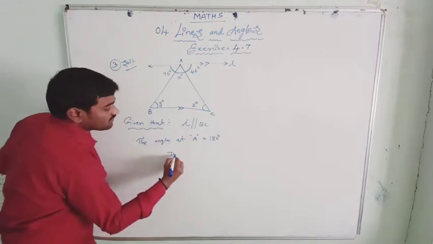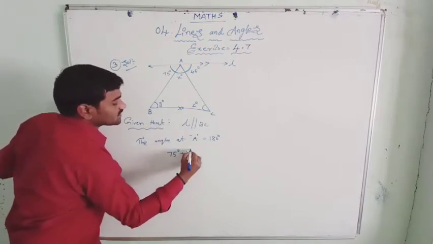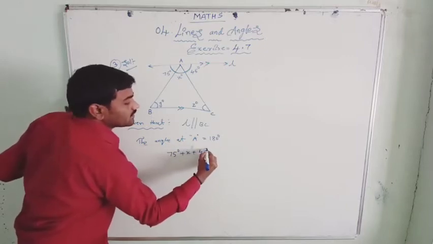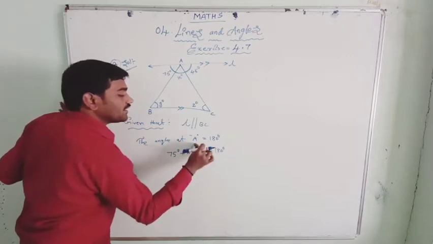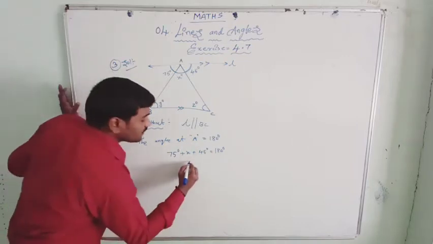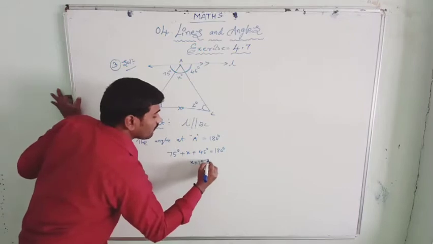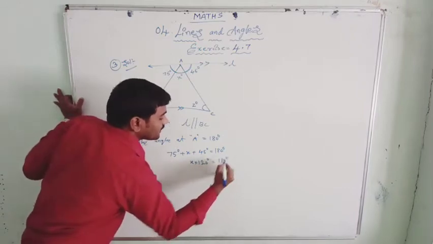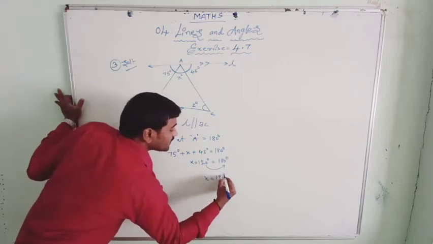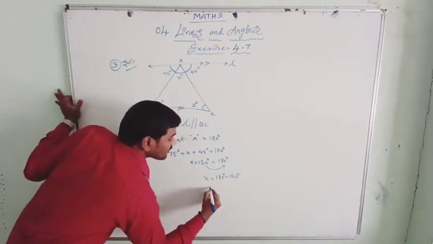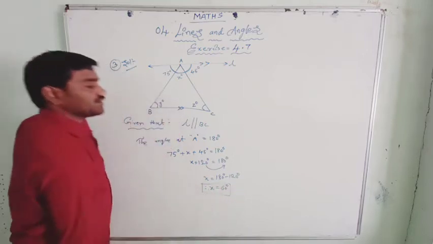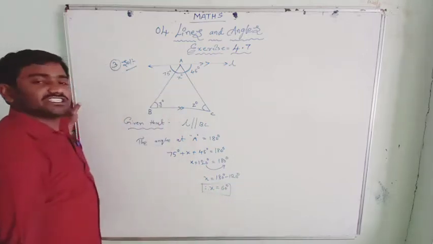So the sum of these three angles, 75 degrees plus x degrees plus 45 degrees equal to 180 degrees. 75 plus 45, that is 120. x plus 120 degrees equal to 180 degrees. Transfer this 120 degrees to this side, x equal to 180 degrees minus 120 degrees. Then x equal to 60 degrees. So we got x equal to 60 degrees.